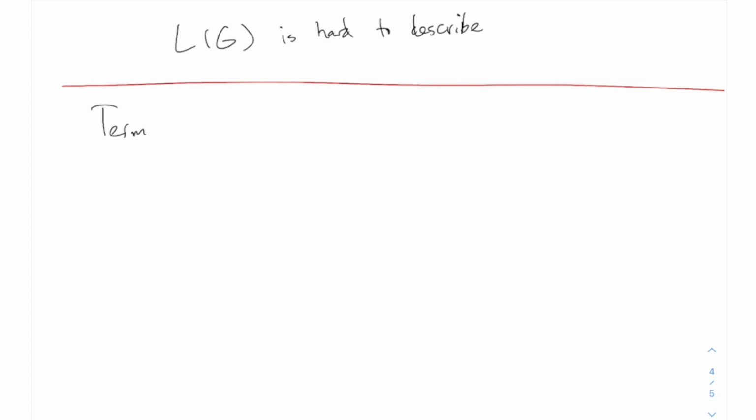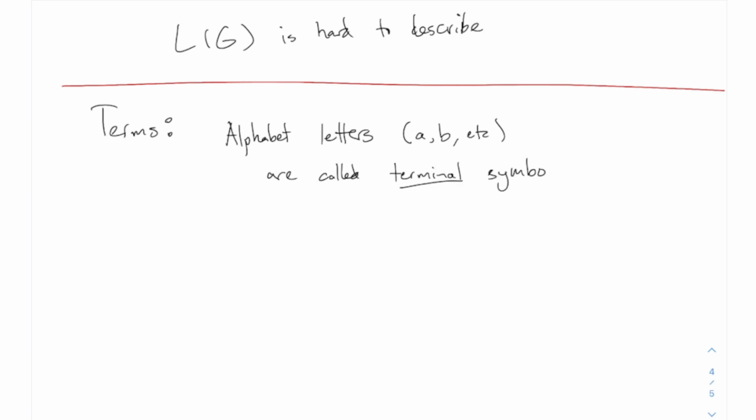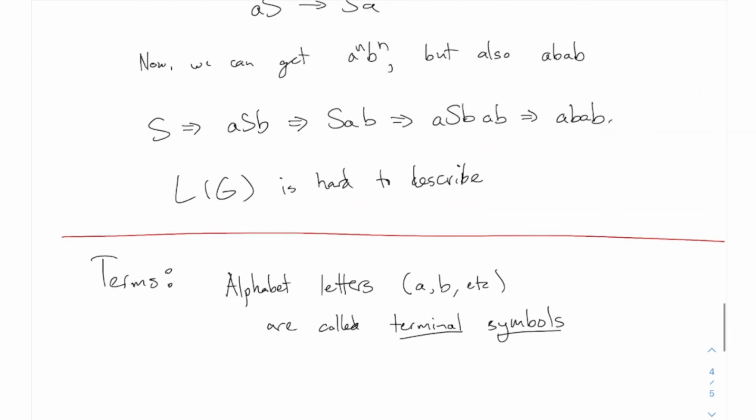So basic terminology here. We have the ordinary alphabet letters, which are like the A's and B's. Usually we use A and B. So the alphabet letters, by which I mean A, B, etc. In the context of grammars, these are called terminal symbols. The word terminal refers to the fact that they are what you end up with at the end. At the end of one of these derivations, you have just A's and B's. So terminal refers to the fact that they are what you get at the end.